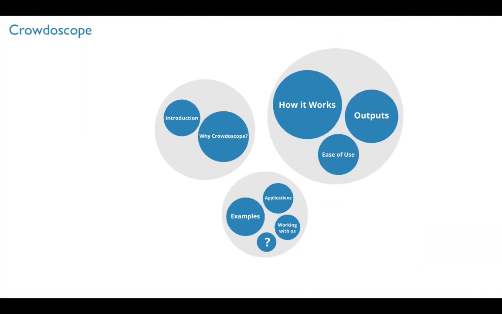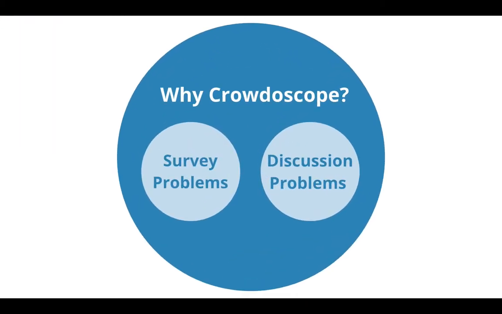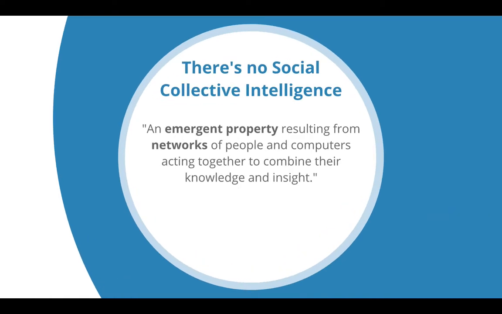So looking at the reasons as to why we built Crowdoscope in the first place, there's two main reasons. One is to do with problems with traditional surveys, and the other is to do with problems in traditional online discussions. So there are lots of problems with traditional surveys, but one of the big ones is that you can't get any social collective intelligence from a traditional survey. So when we talk about social collective intelligence, we mean an emergent property which results from networks of people and computers acting together to combine their knowledge and insights. The focus here is on interaction.